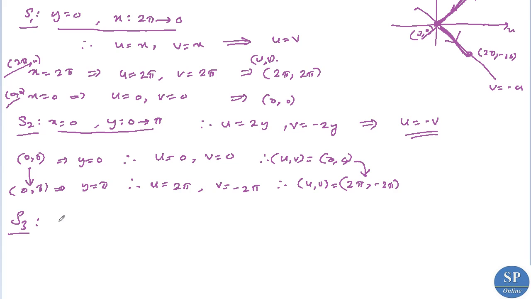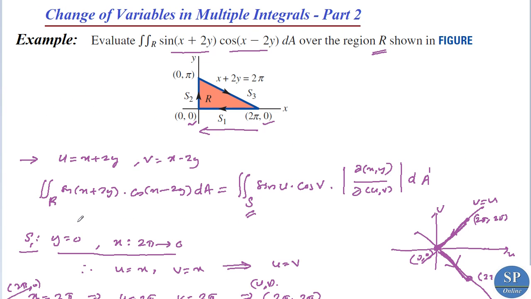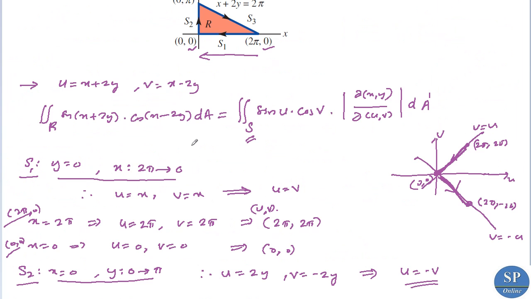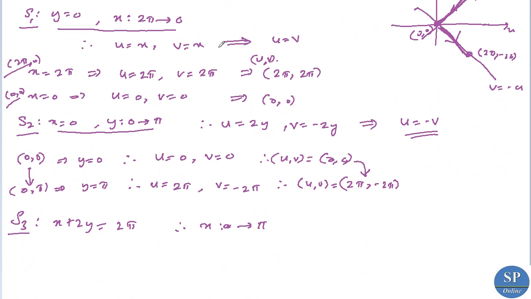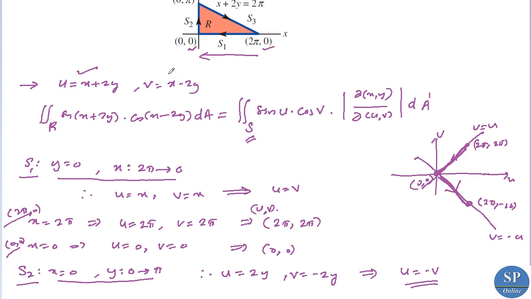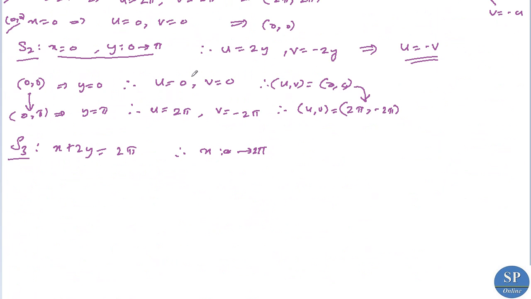On S3 we have x plus 2y equal to 2 pi, and x varies from 0 to 2 pi. So we can write like this. Our change of variables is x plus 2y equal to u and x minus 2y equal to v. So here x plus 2y equal to 2 pi means u equal to 2 pi. So this is a straight line parallel to the v axis.